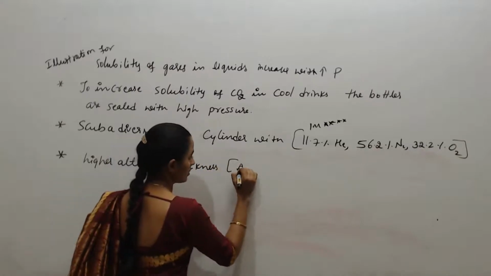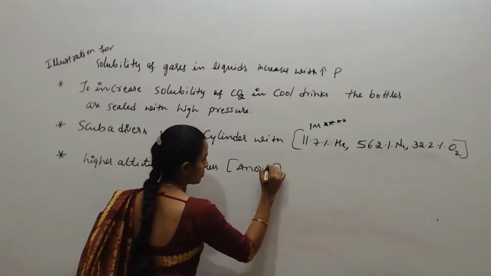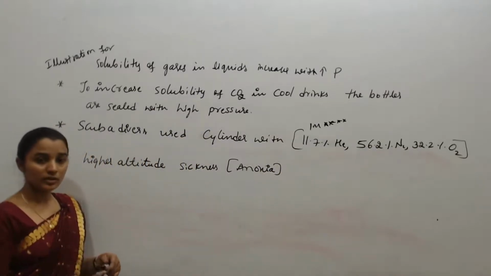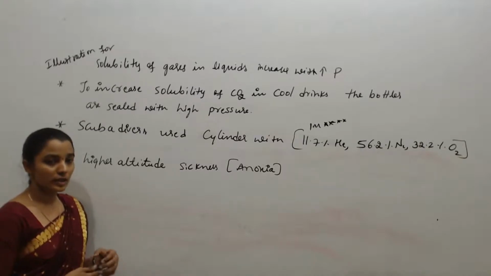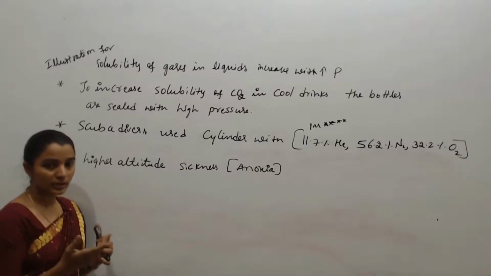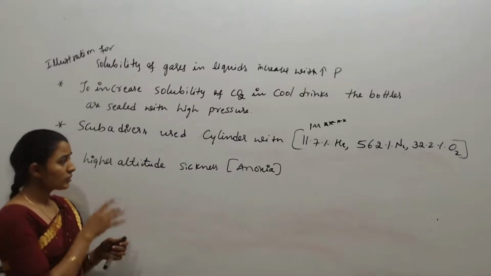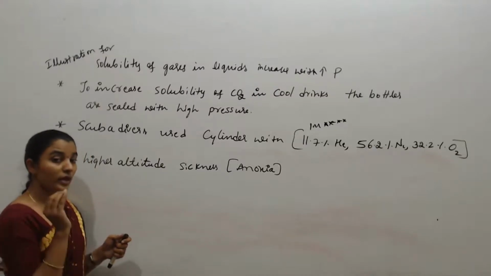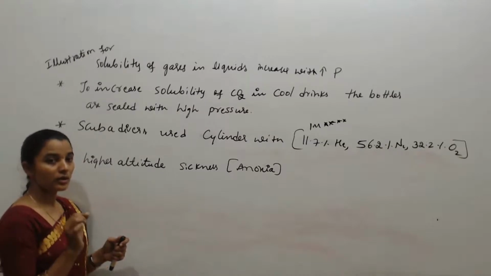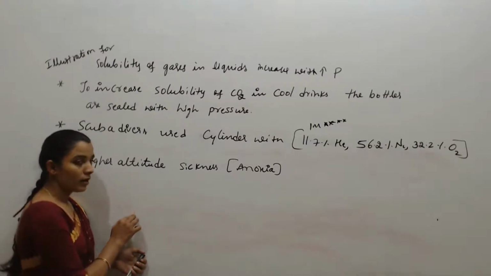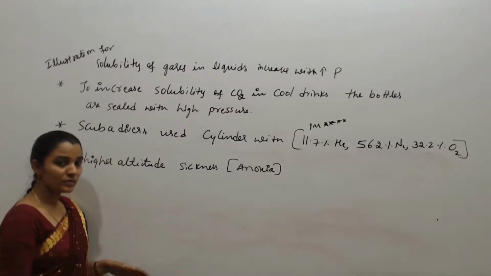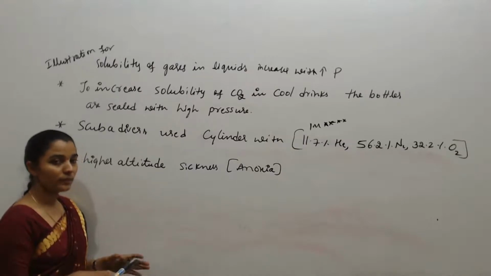sickness, that is anoxia. So students, when we move deep inside the sea, the pressure increases, so the dissolution of gases increases. When we move upward, above the atmospheric layer, up the mountain, the mountain climbers also use cylinders, correct? Mountain climbers also use cylinders. Why? Because, as I told you, deep inside the sea the pressure is more, and at the surface of the water the pressure is less.